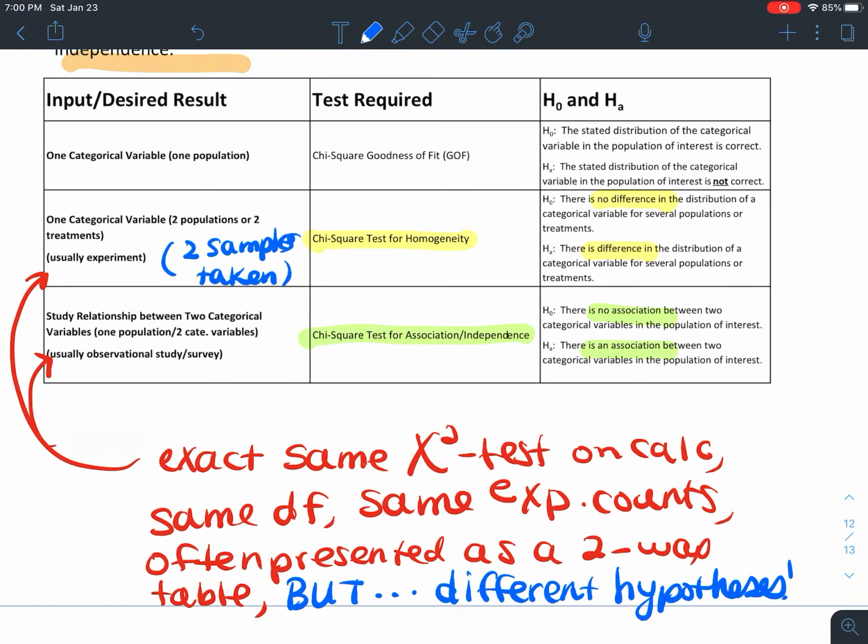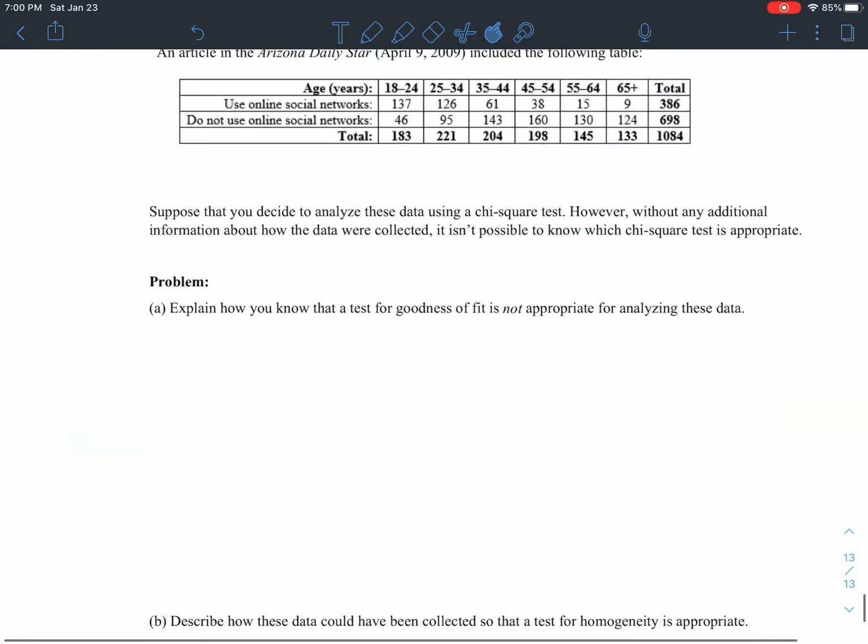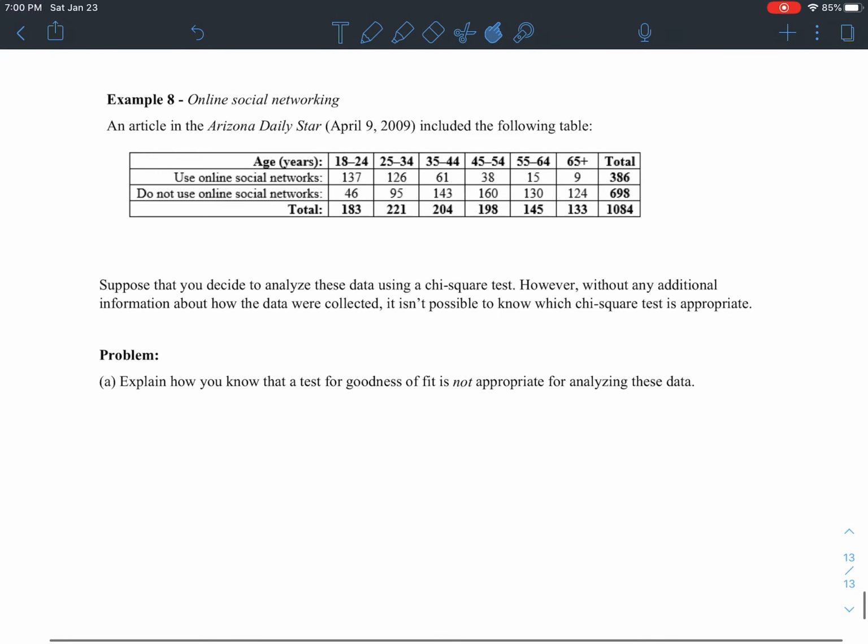Okay, so our last page on these notes didn't really tell us how this data was collected here. It says we have an article in the Arizona Daily Star. This was from April 9th, 2009. It included the following table. So clearly we can see this is at least a two-way table. We've got stuff happening here in rows. We have things happening here in columns. Looks like we've got ages across the top. We're comparing how these different age categories, those users, whether they're using social network sites or if they don't use those online social network sites, okay?